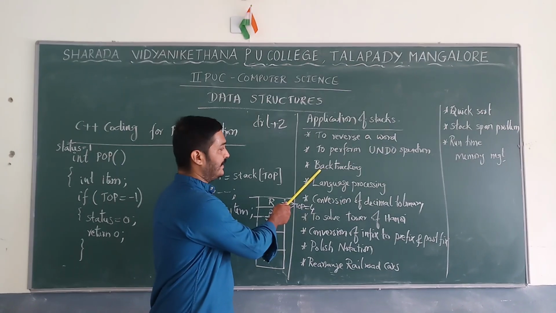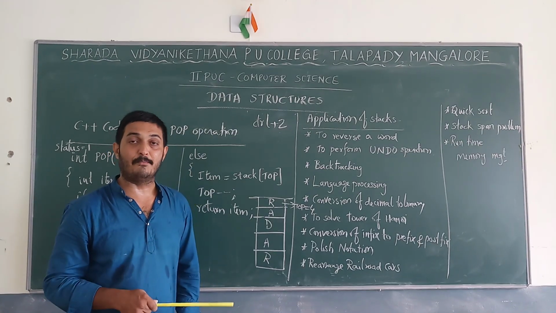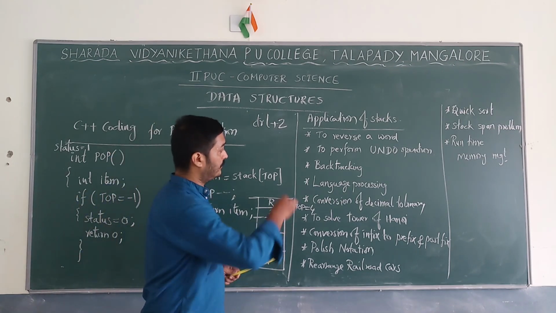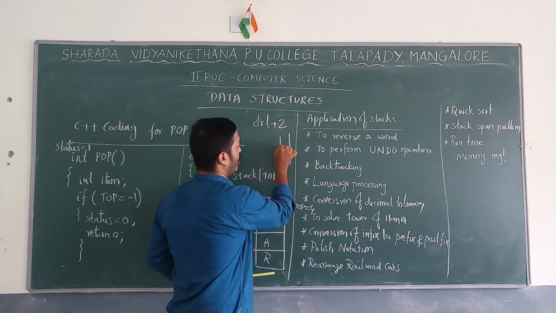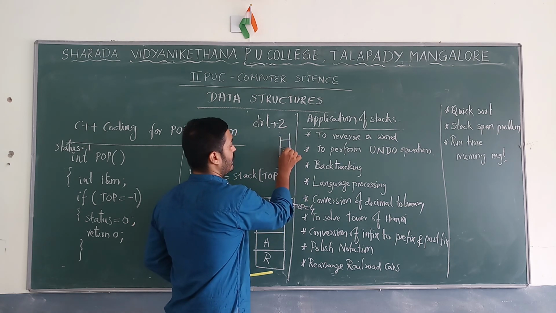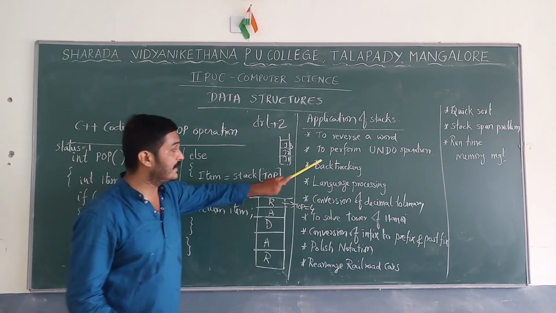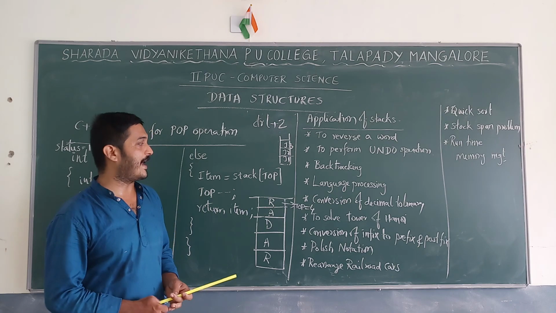And the next application is backtracking. Backtracking means getting the most recent data. For example, we have some operations or jobs like this, J1, J2, J3. So these operations we can get by using backtracking. It's one of the applications of stacks.